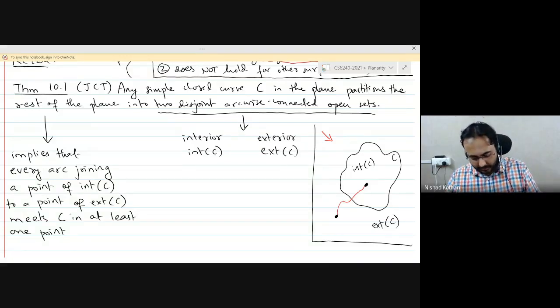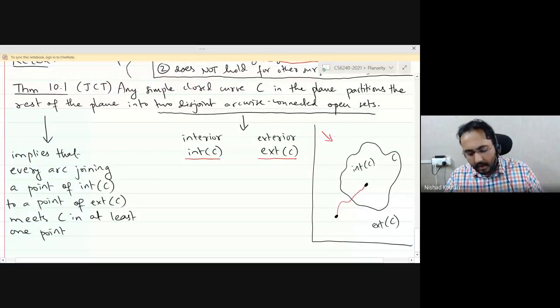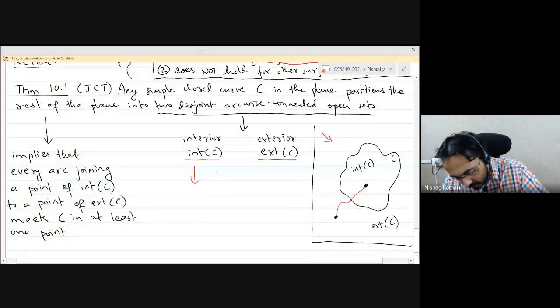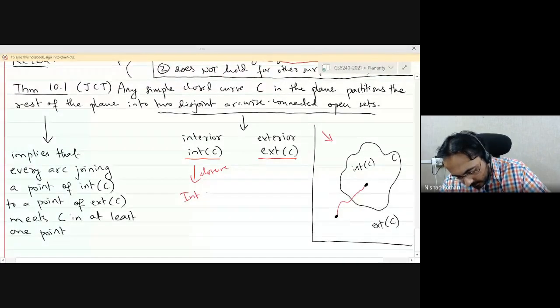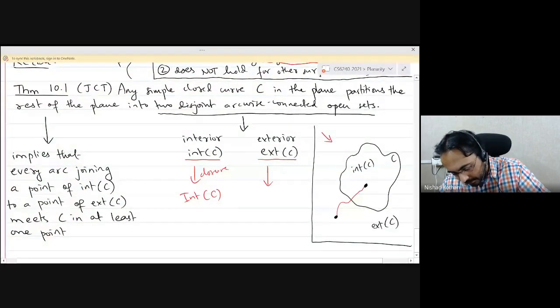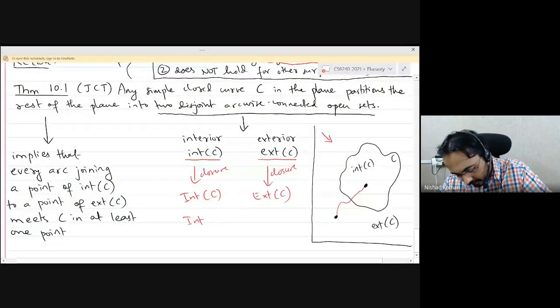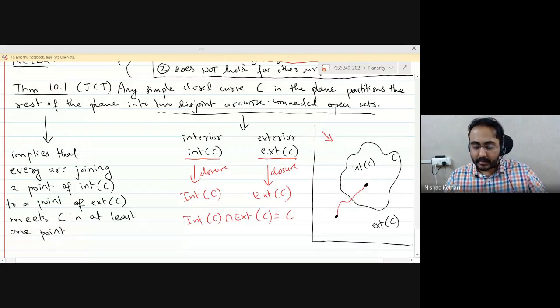The interior and the exterior. And we will use the notation int of C for the interior and ext of C for the exterior. Okay, so these are open sets. If you take the closure, then you have to include the curve C. So the closures of these are denoted as Int with a capital I and Ext with a capital E. And in particular, if you take the intersection of the closures, then you will get exactly the curve C, right? Because you have to include the boundary in both cases.